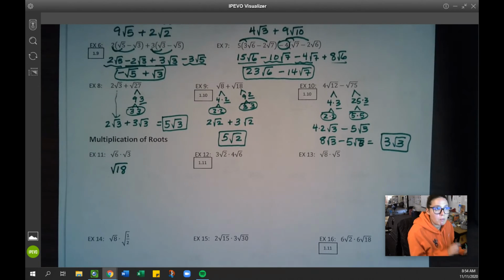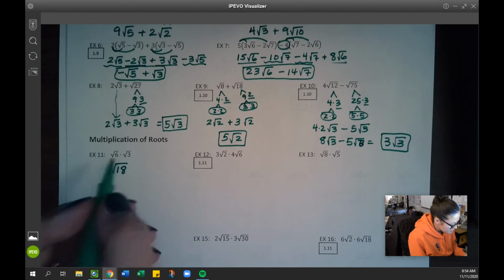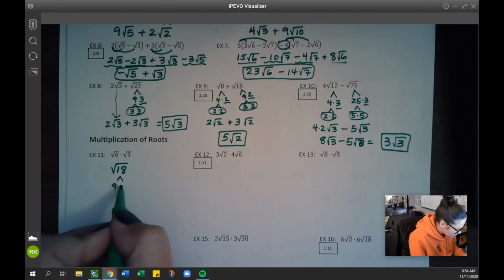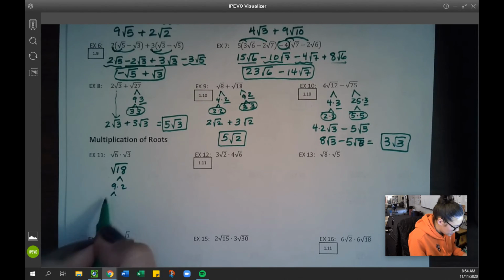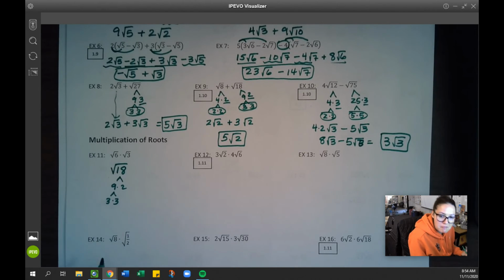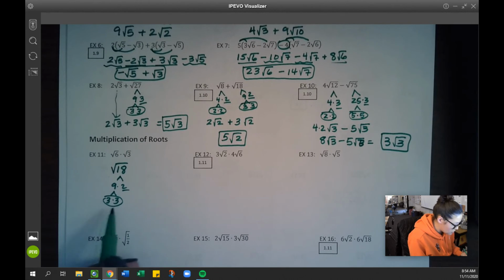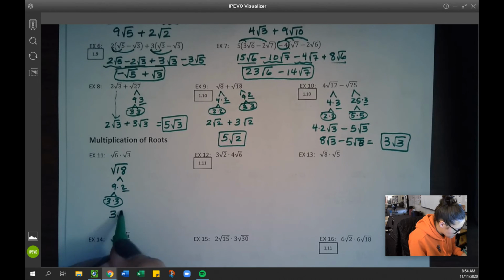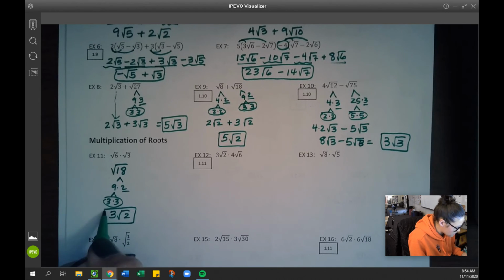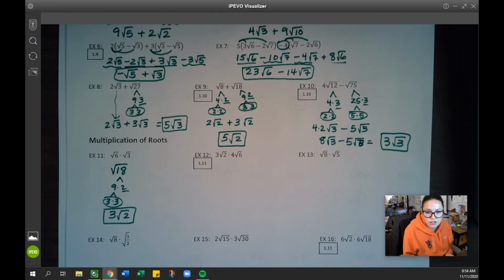Now, we always have to check. Can we simplify it? Can we break it apart? And the answer is yes. 18 is 9 times 2, and 9 is 3 times 3. So I have a pair of 3's and a loner 2. Remember, you get to go outside if you have a friend. So this simplifies to 3 square roots of 2. All right.